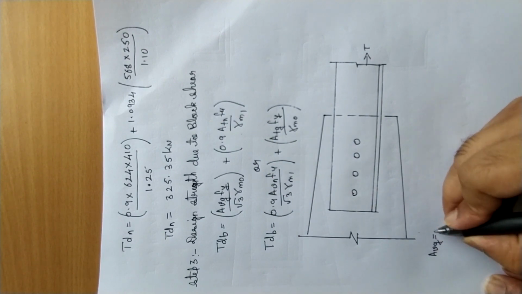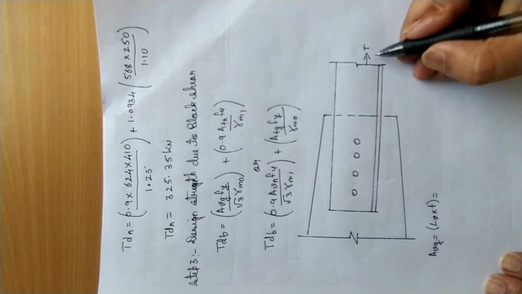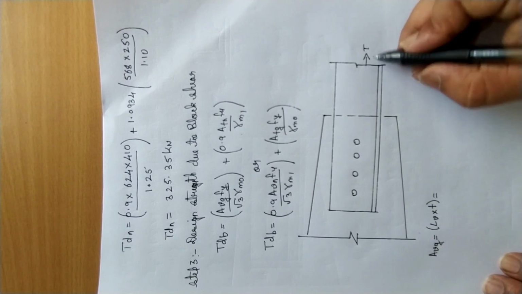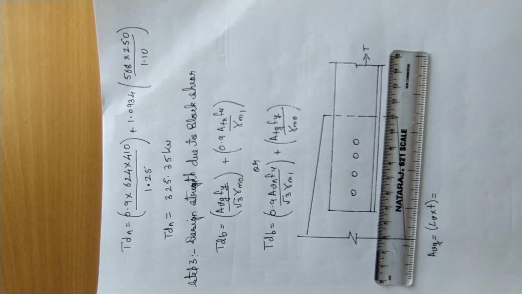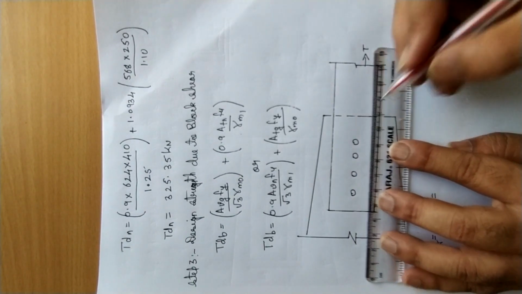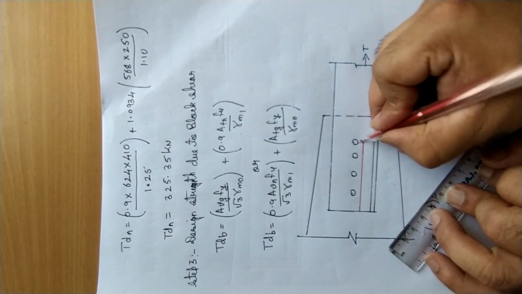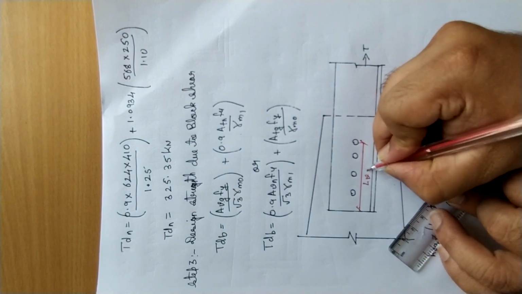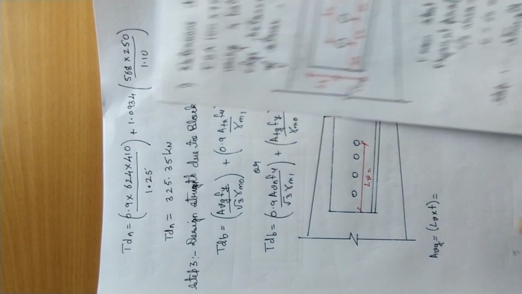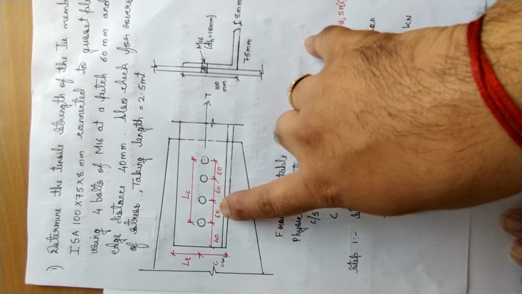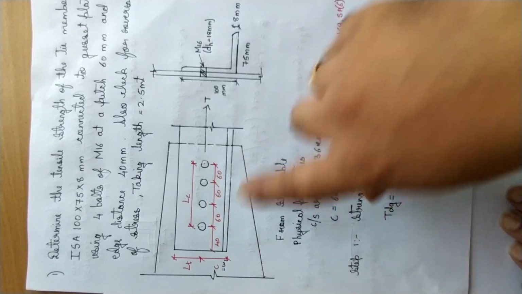How is AVG calculated? It is nothing but LV into T. Now what is LV? The force acting is in this direction, so LV is a distance parallel to it. LV is the distance from the edge of the angle till the last bolt. So how do we get it? Just see here, we know that the edge is 60. LV is from this to this, so it will be 60 plus 60 plus 60 plus this 40.